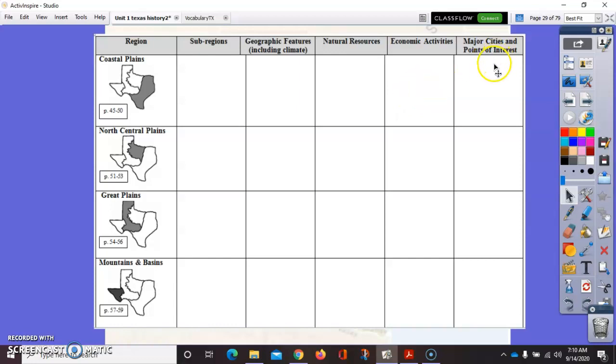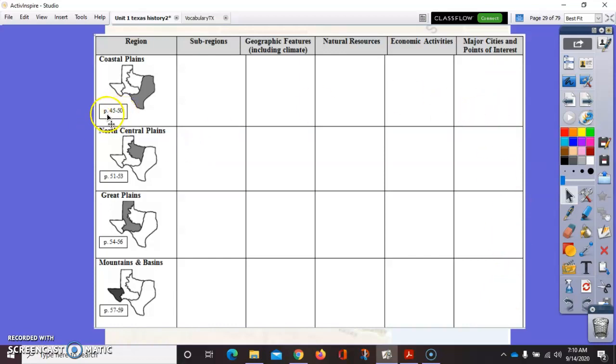Now, the last one, major cities and points of interest. There's a map in each of these page ranges so you can find the cities easily. Points of interest are what would make people want to come visit your area. So it could be historical, but it also could be something, for example, like going to see a Dallas Cowboys game. So the Dallas Cowboys stadium would be the point of interest. Six Flags would be a point of interest. So you'll find things like that in each of the 4 regions.